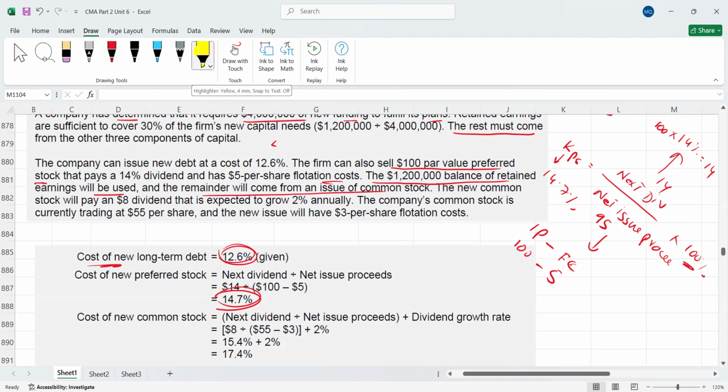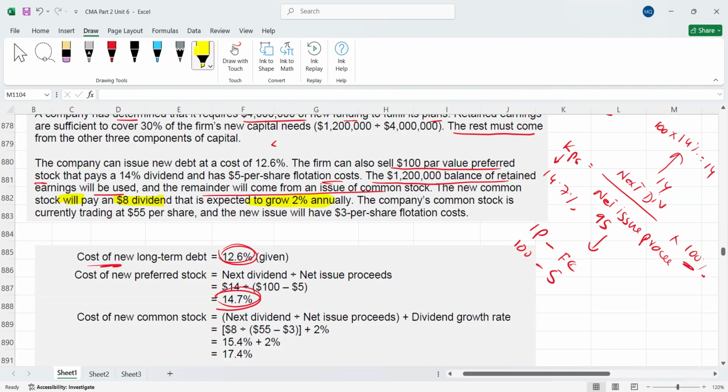The new common stock will pay an $8 dividend. Will pay. It means it's a future next dividend will pay. If it is last dividend, then you have to growth into that. But it is a future dividend already. Okay. They're saying that is expected to grow 2% annually. This is the growth rate that this dividend will grow by 2% annually.